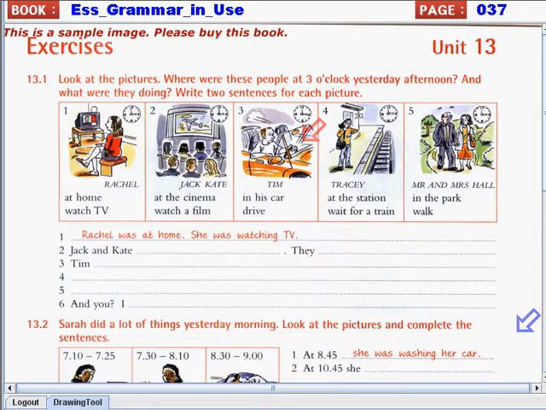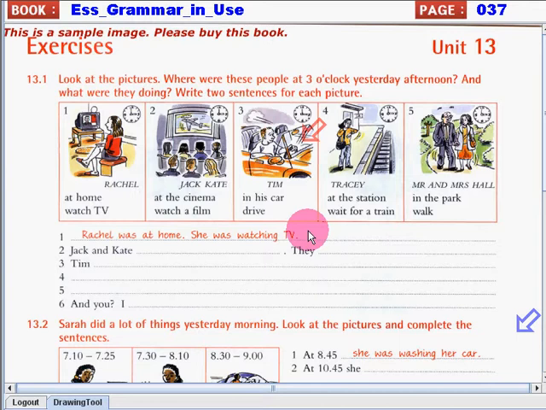Now, let's start with the example first. Number 1, about Rachel. So, Rachel was at home. She was watching TV. Rachel was at home at 3 o'clock yesterday afternoon, and she was watching TV at 3 o'clock yesterday afternoon too. Now, as you can see, for the second sentence, we use the past continuous tense.